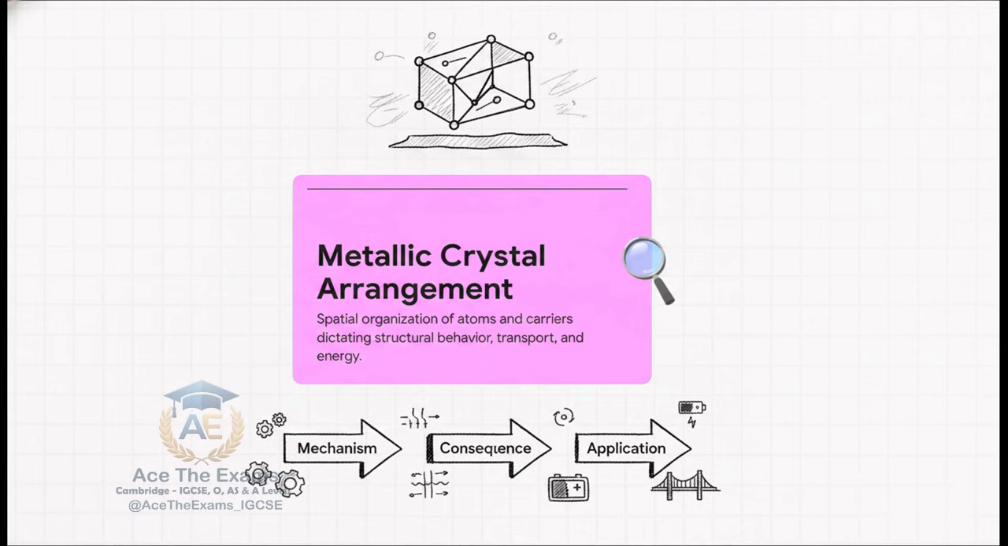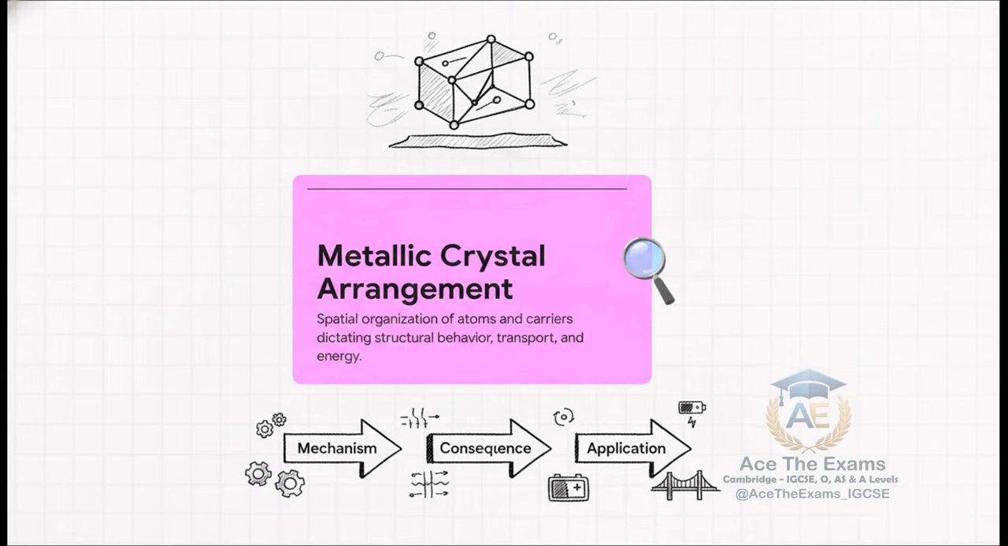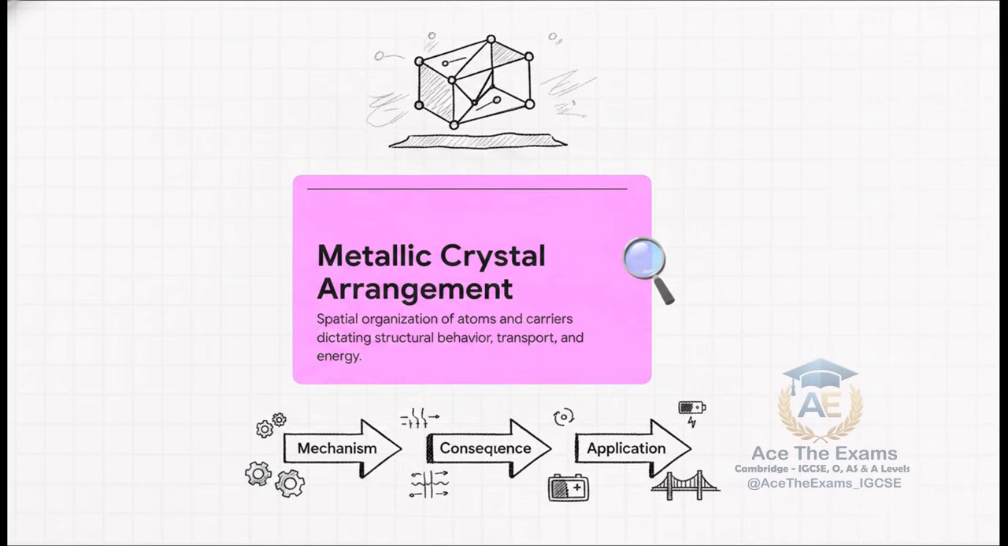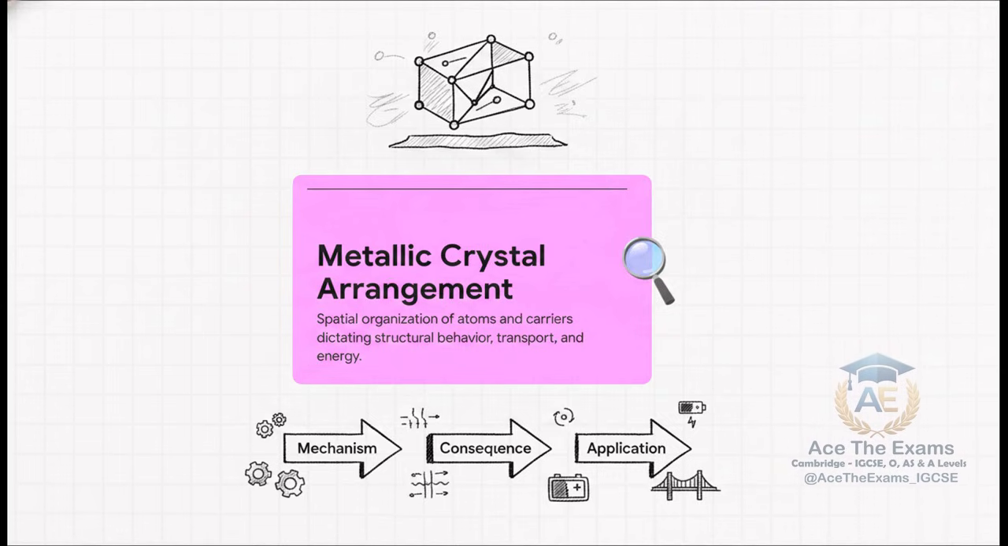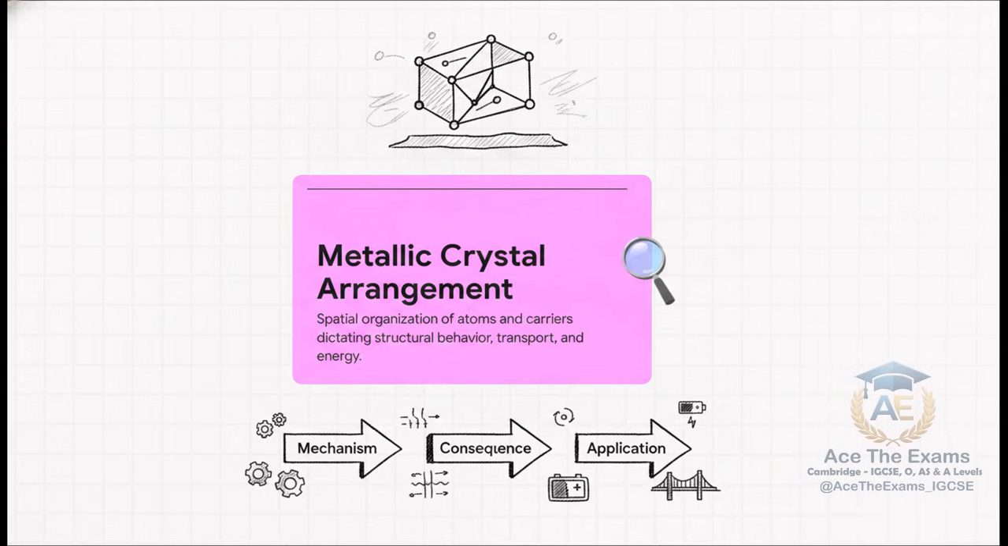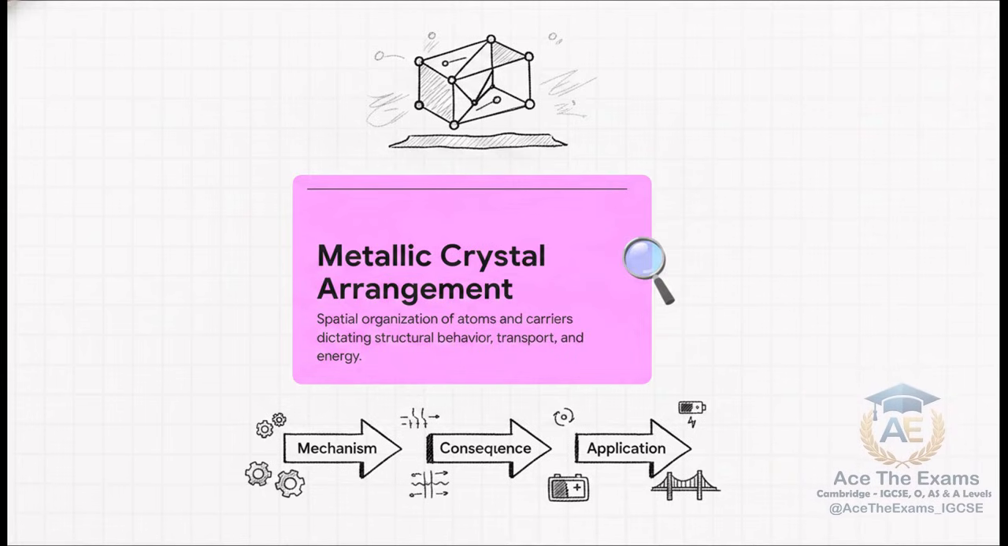Metallic crystal arrangement is the specific spatial organization of atoms and carriers within a solid that dictates structural behavior, energy, transport, and field response. That's a mouthful, I know, but this is the necessary foundation in our sequence of mechanism, consequence, and application. Seriously, if you don't anchor your answer right here, the rest of your physics explanation just kind of falls apart.